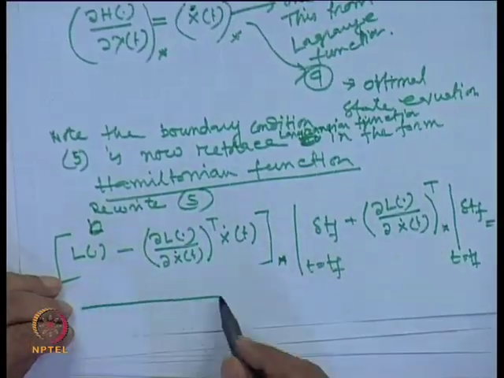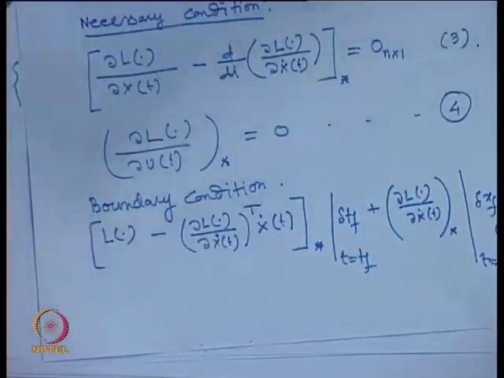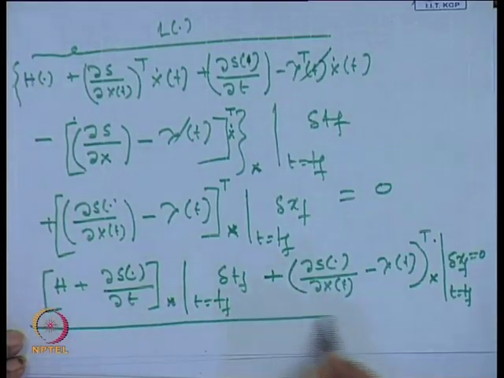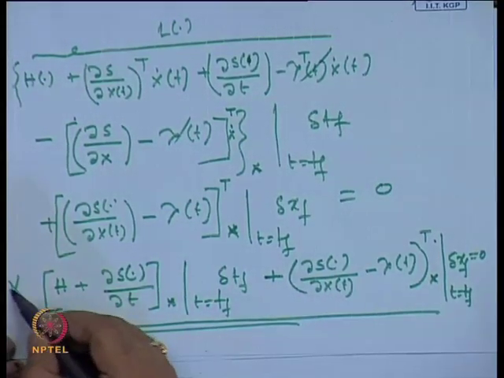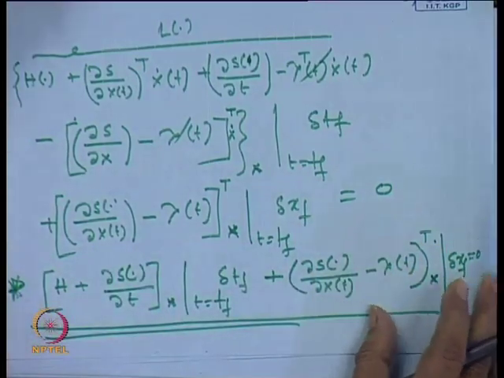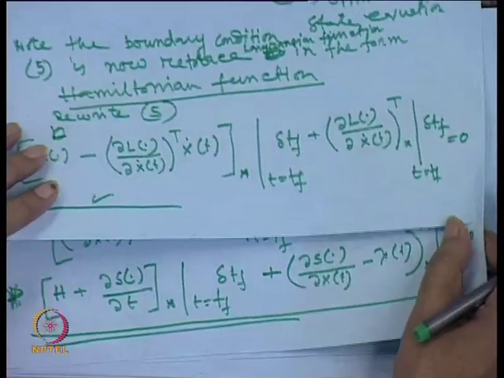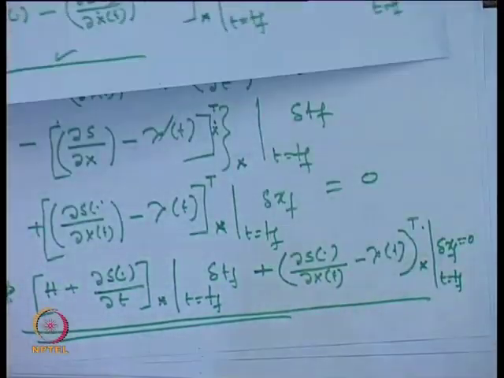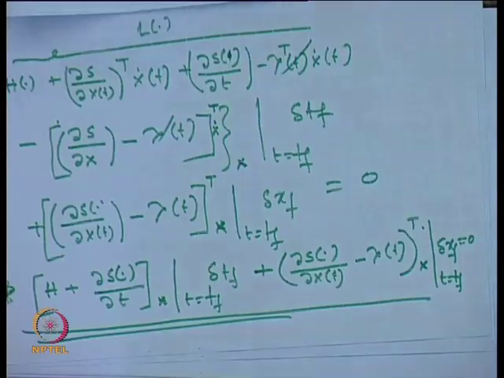So our simplified form, that is what we have just calculated, this expression in terms of Hamiltonian. This is the important boundary condition in terms of Hamiltonian functions. So now you can summarize this point. If you see this one, these are the basic three equations we need to solve now.